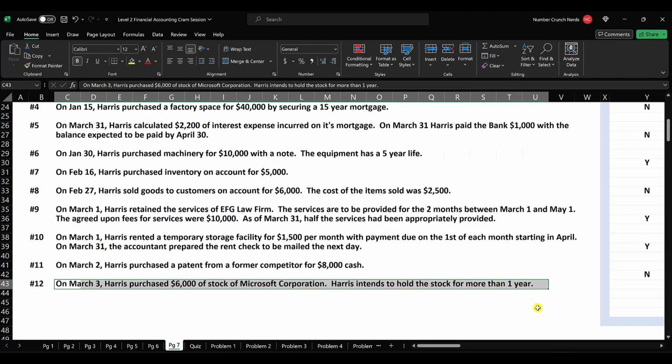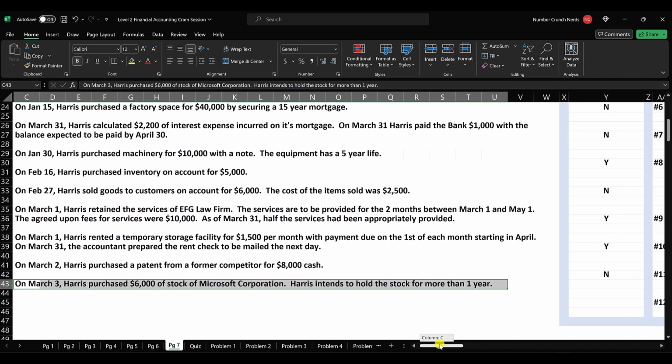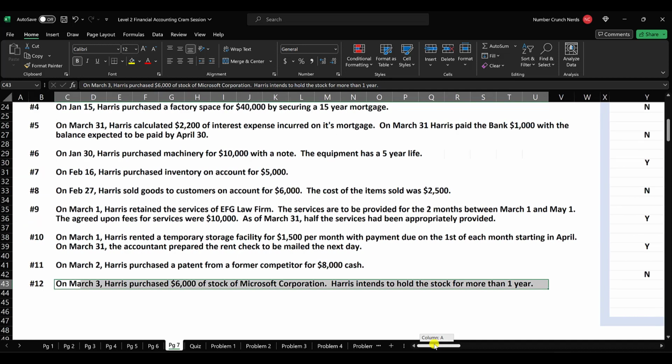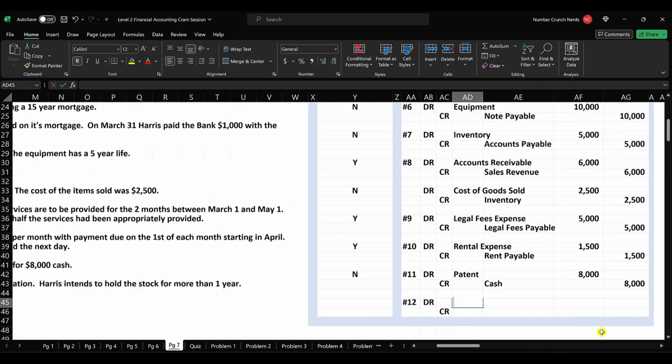On March 3rd, Harris purchased $6,000 of Microsoft stock. Harris intends to hold the stock for more than 1 year. So what did we get? Stock investment. We invested in stock. And what did we give up? We gave up cash. It doesn't say that, but you don't purchase stock with anything but cash. So that's kind of implied in the problem. A stock investment is an asset. Asset goes up with a debit, and we gave up cash. Cash goes down with a credit. The amount was $6,000, and the amount here was $6,000.